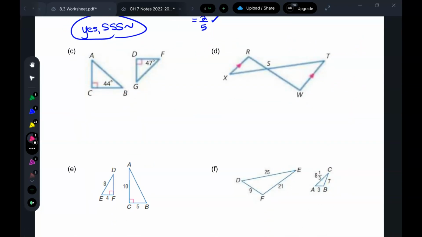What's the missing angle measure in the first triangle? Well, there's 90, so this one has to be 46, because these 3 have to add up to 180. So this one's going to be 43, because they have to add up to 90.